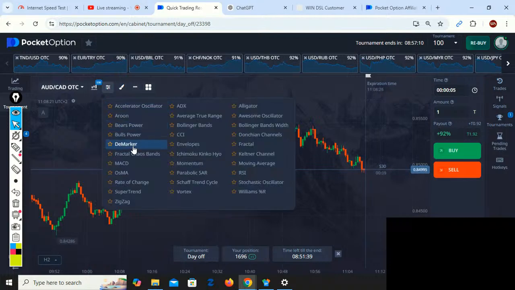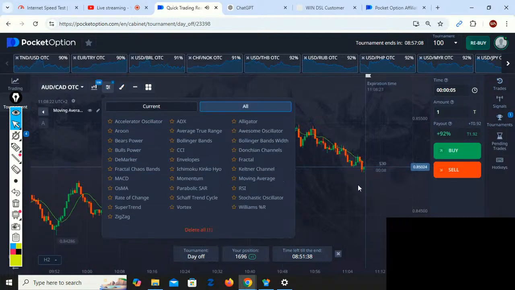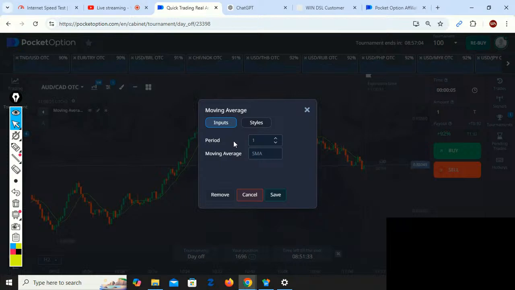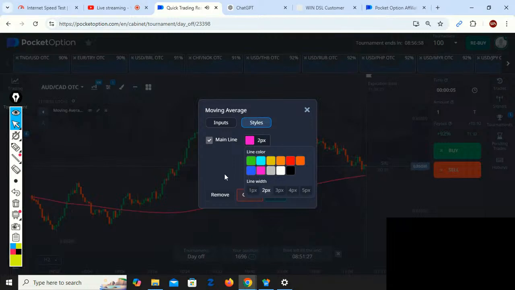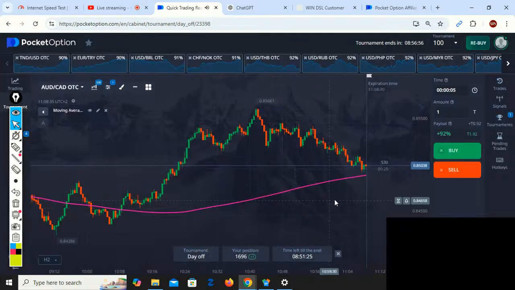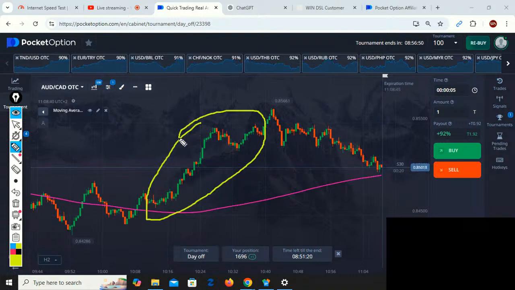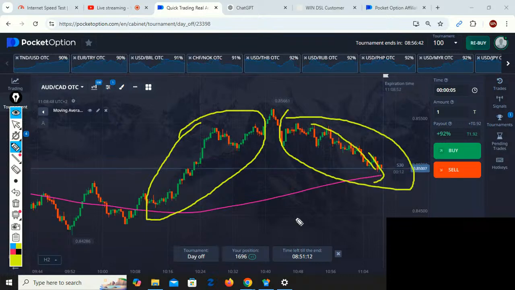I will add one indicator only, which is the moving average. I will give it a 200 period. So at least we can see a general trend of the pair we are looking at. So whenever you have a situation like this, I will stick to taking buy trades only. And if I have a reversal happening, like in this case, I'll take sell trades only.